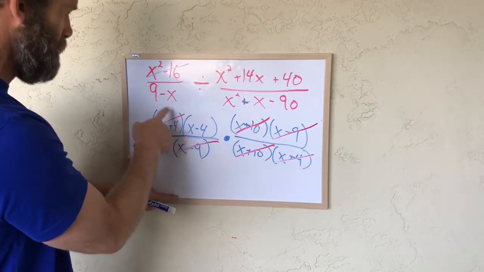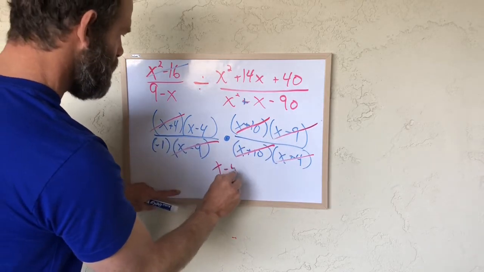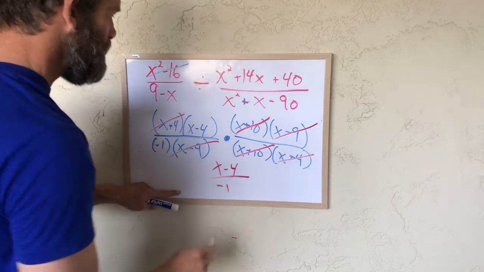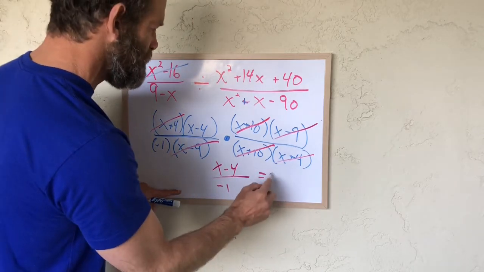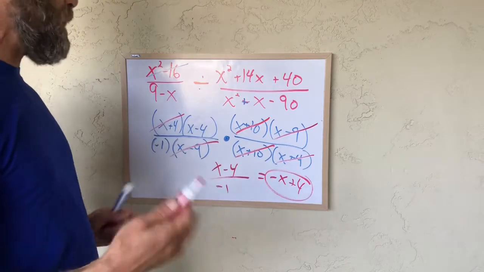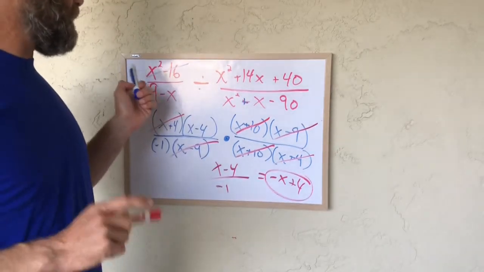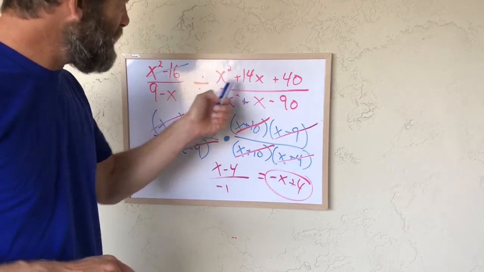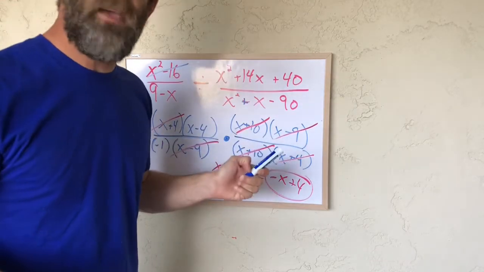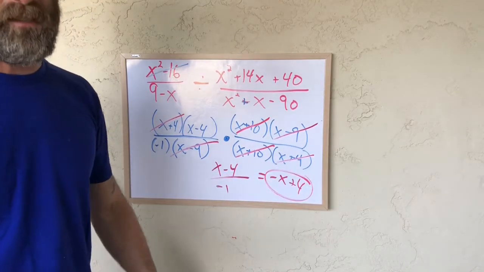Everything is canceled except for x minus 4 divided by negative 1, which gives me an answer of negative x plus 4. So this is your answer. If you plugged in the same number into every one of these x's, you would get the exact same answer if you were to simplify it to this and plug a number in for your x.